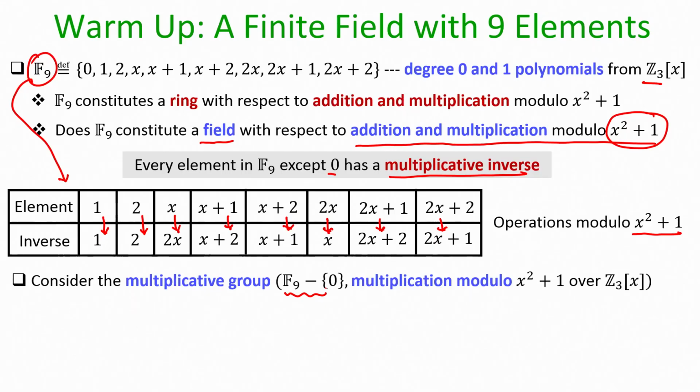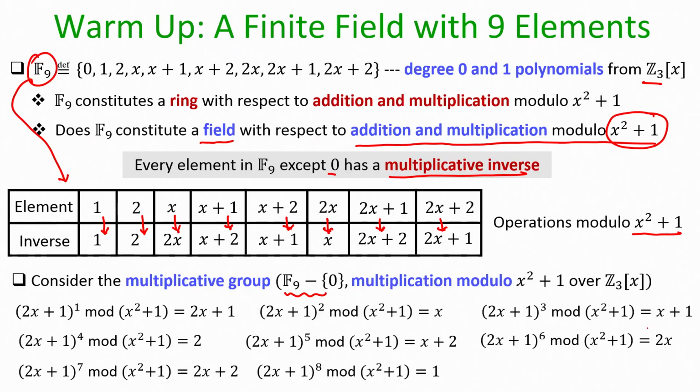Here I am going to focus on all the non-zero elements of this set F9, and what I have computed here is the following. I have computed various powers of the element 2x plus 1, of course modulo the irreducible polynomial. So, the polynomial 2x plus 1 to the power 1 gives you the same element, and (2x plus 1) whole square modulo x square plus 1 will give you x. If you want to verify that, let us do that.